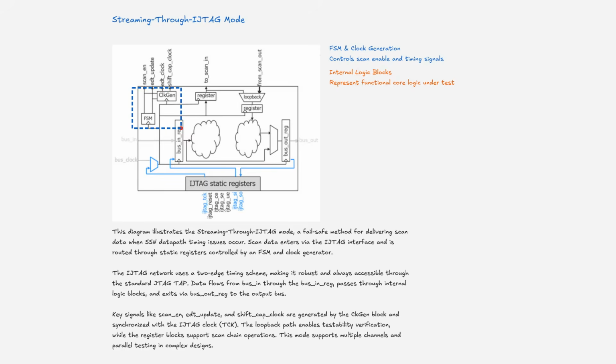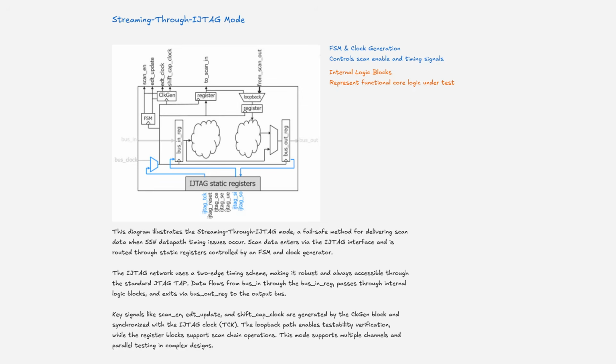This diagram illustrates the streaming through IJTAG mode, a fail-safe method for delivering scan data when SSN data path timing issues occur. Scan data enters via the IJTAG interface and is routed through static registers controlled by an FSM and clock generator. The IJTAG network uses a two-edge timing scheme, making it robust and always accessible through the standard JTAG TAP. Data flows from bus in through the bus in reg, passes through internal logic blocks, and exits via bus out reg to the output bus.